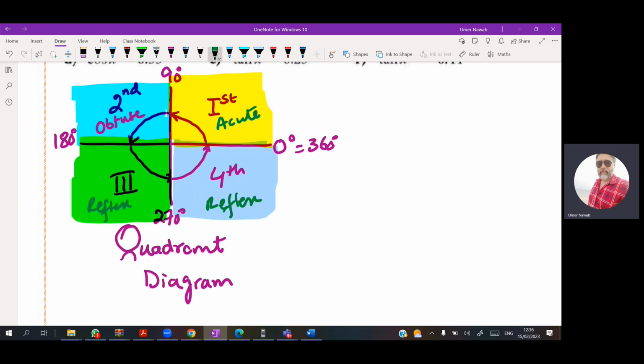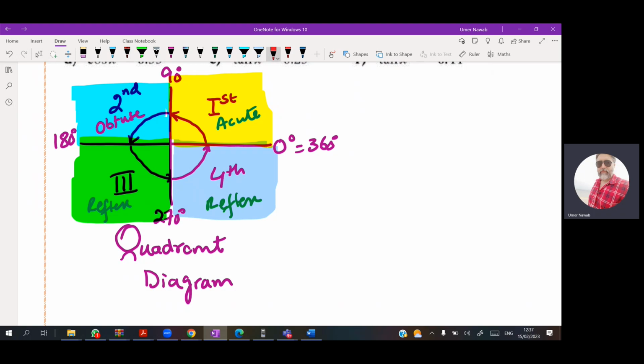So any angle which falls in the first quadrant is acute. Any angle which falls between 90 and 180 is obtuse. Now you need to understand when the angle is falling in the third quadrant, because it should be between 180 and 270. Same thing applies for the angle which falls in the fourth quadrant, it has to be between 270 and 360. So everyone must know the quadrant diagram.